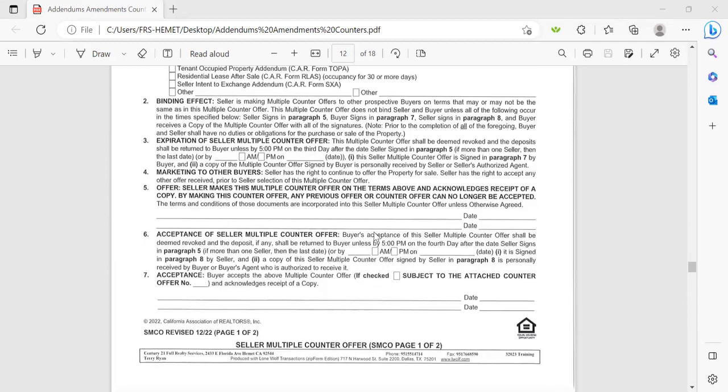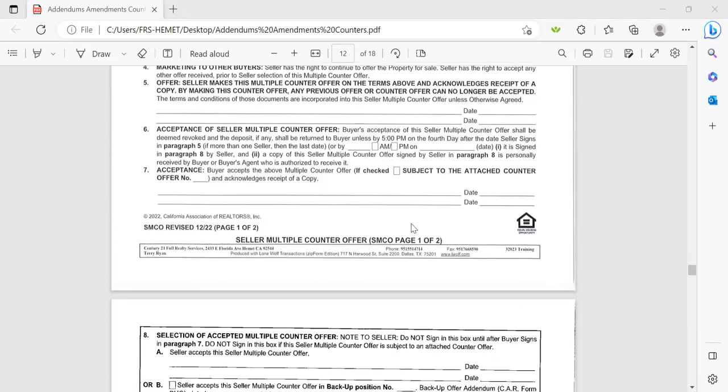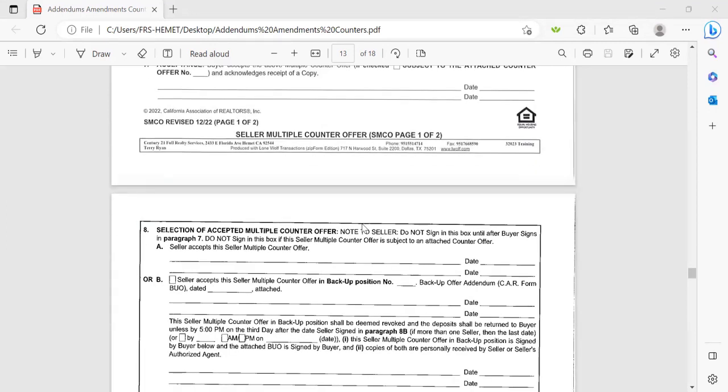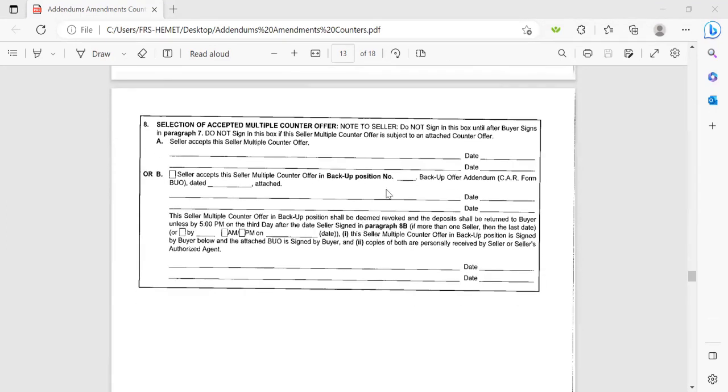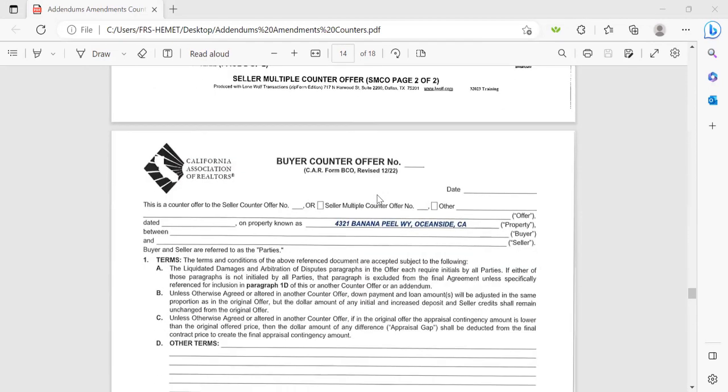Okay, so it kind of goes through the same thing. You can write more than one multiple counter offer. They don't have to be the same. It says that right up there. Everybody has their chance to accept or reject. Once it comes back in, everybody signs and poof, now we're in escrow.